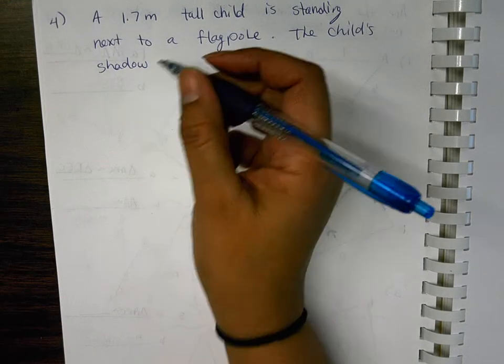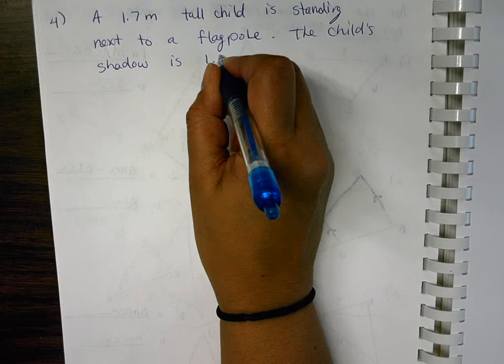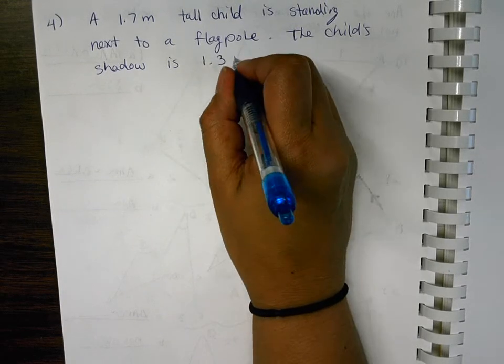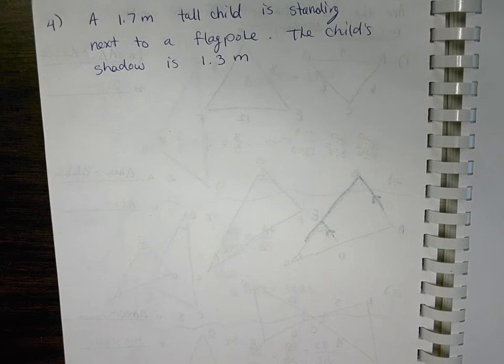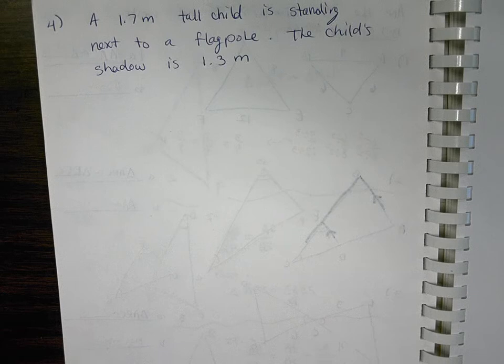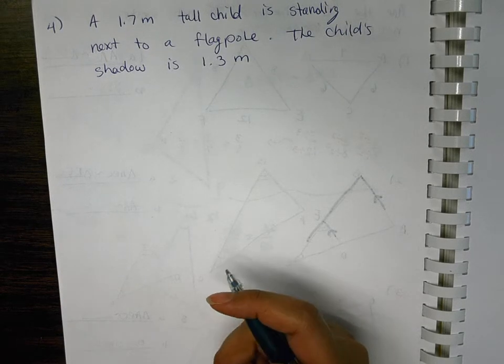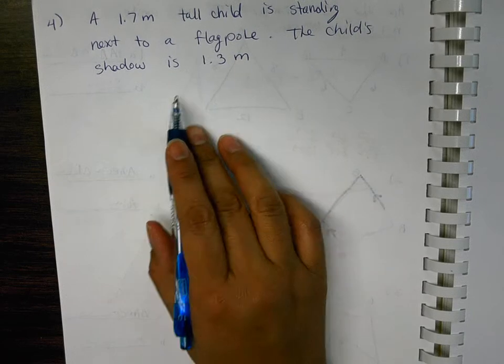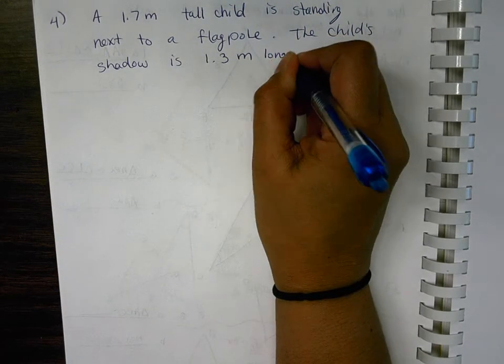The child's shadow is 1.3. 1.7 meters is not short. A meter stick is like this. That's a meter. That's crazy right there. That's like a 6-year-old. The shadow is 1.3 meters long.